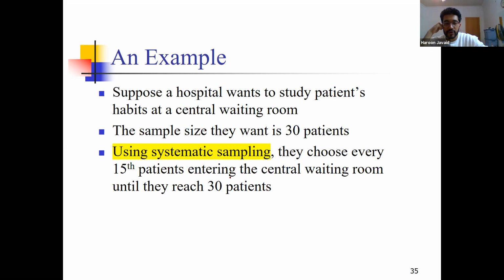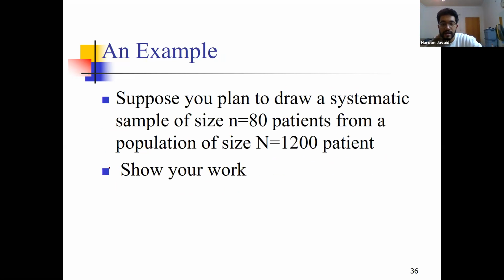Okay, so over here they give an example. Suppose a hospital wants you to study the population's habits. The sample size they want is 30 patients. Using systematic sampling, they want you to choose every 15th until they reach 30 patients. So they need to take a total of 30 people, and they want you to take every 15th person.